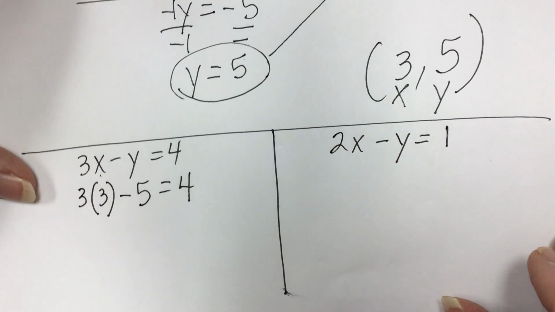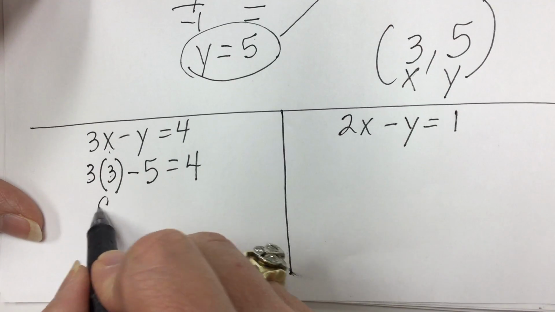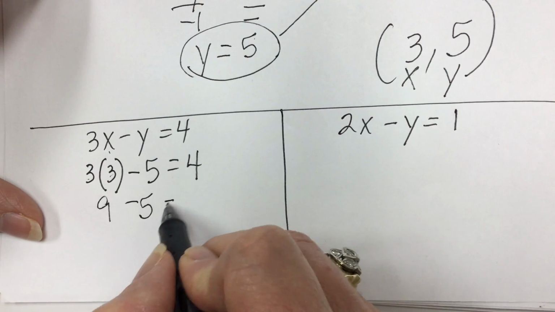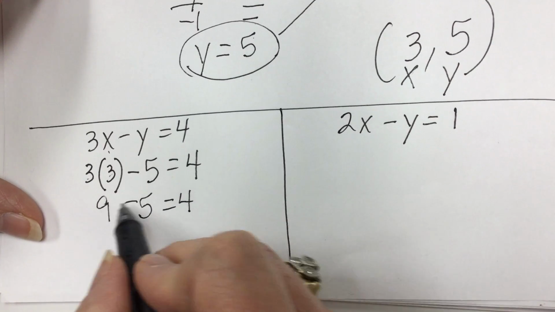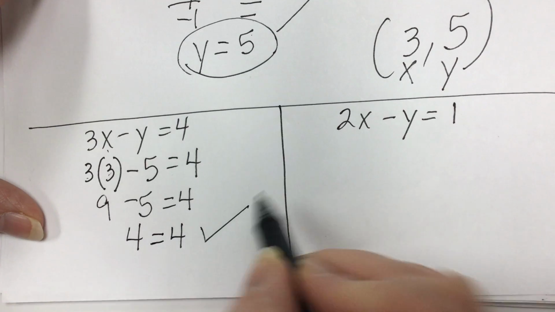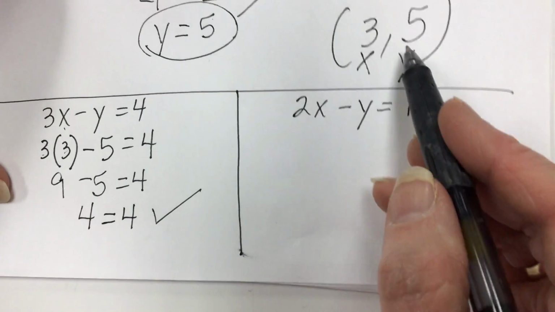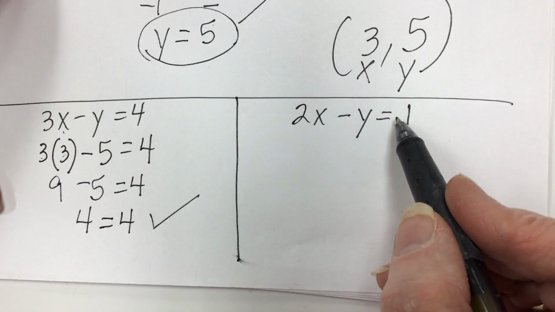The question is, does the left side equal the right side? So 3 times 3 is 9, minus 5 gives you 4. Is 9 minus 5 equal to 4? Yes, it is. So therefore, my answer does satisfy the first equation. So let's see if our answer satisfies the second equation.